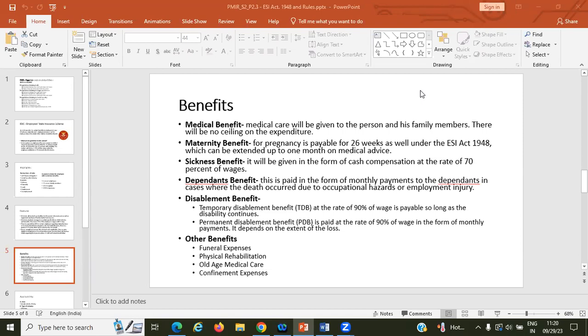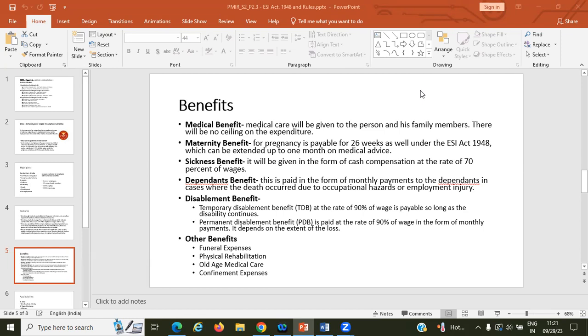Disablement benefit. There are different benefits in case of permanent disablement and temporary disablement. If your hand is broken or your leg is broken or cut off, permanently, you lost your hand, then you are getting the compensation. It is there in the disablement act. Disablement and permanent disablement. Other than that, there are some other benefits.